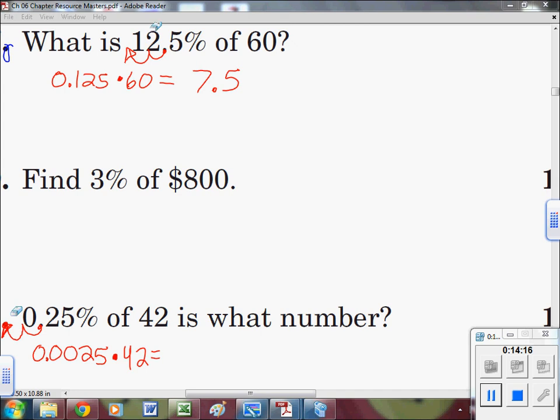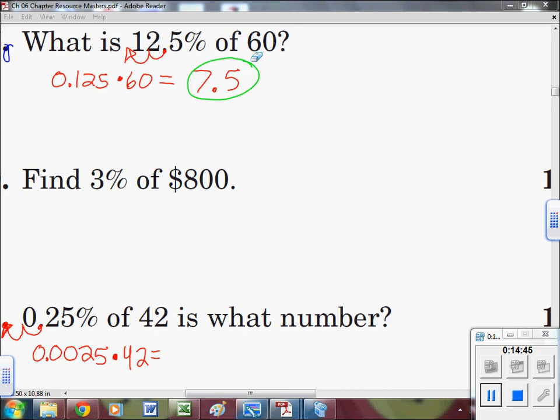Now 7.5, let's see, 12.5%. Well, we know 25% is 1/4, and 1/4 of 60 is 15. So this is less than that. In fact, this is exactly half of 25%, so exactly half of 15 is 7.5. I didn't mean to do that precisely, but just to know that our answer is less than a quarter, or way less than half of 60. So 7.5 is a reasonable answer.